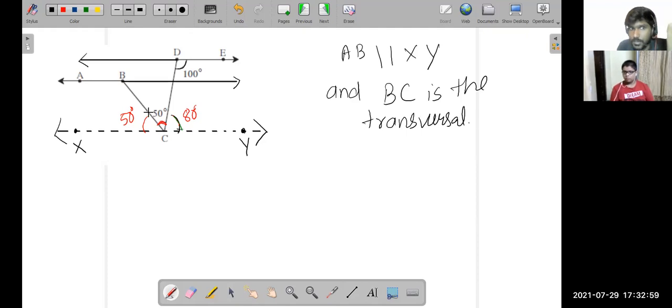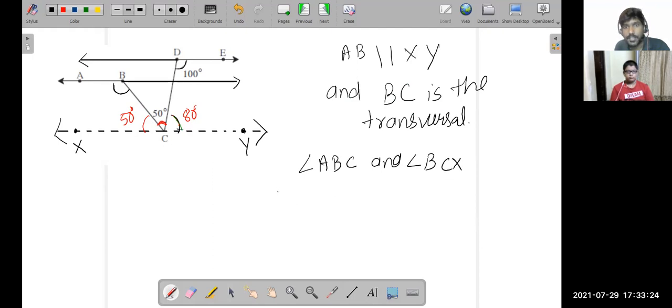BC is a transversal. Now, since BC is a transversal, what are these two angles, this one and this one? These are interior angles, correct. So I'll name them: angle ABC and angle BCX are interior angles.